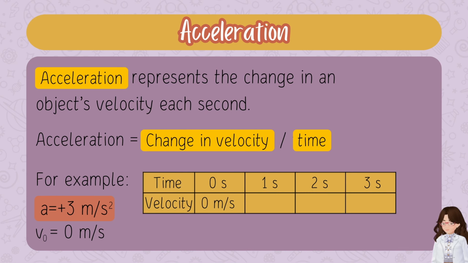Now, what this means is that if we start out at 0 seconds, our velocity is 0 meters per second. Acceleration tells us how much our velocity changes each second. So, because it's positive 3, that means after a second has passed, our velocity will increase by 3 meters per second. So, after 1 second, we would add 3 to get 3 meters per second. For 2 seconds, we'd add 3 to get 6 meters per second. And for 3 seconds, we'd add 3 to get 9 meters per second, so on and so forth. But this gives you a really good idea of what acceleration does to an object's motion.